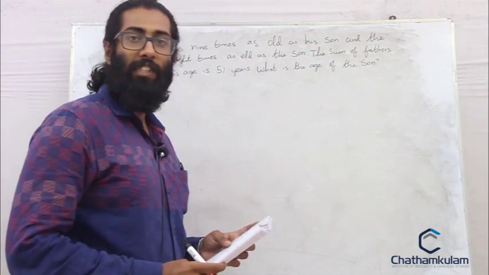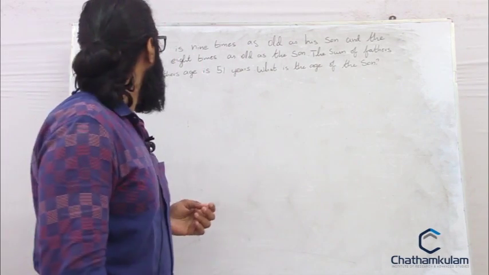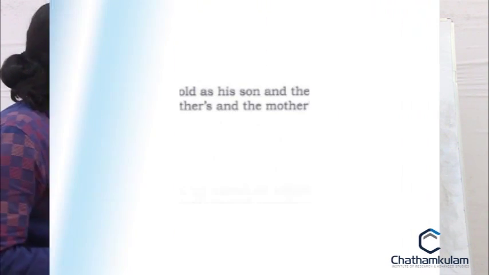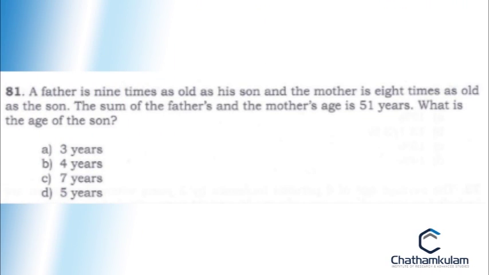So let's see the next question. A father is 9 times as old as his son, and the mother is 8 times as old as the son. The sum of father's and mother's age is 51 years. What is the age of the son? That is the question. So let's take, let age of the son be x years.